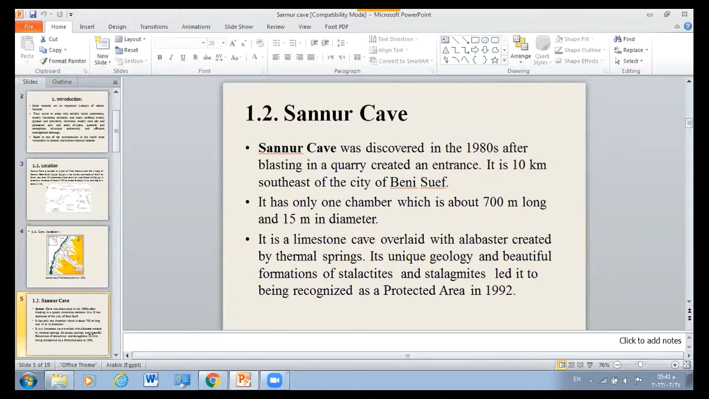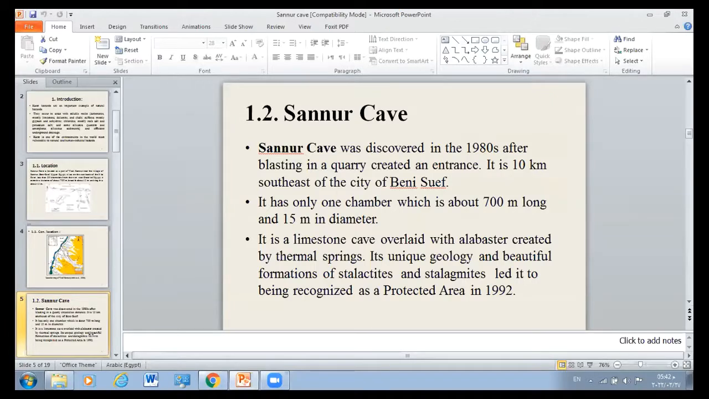Sannur Cave was discovered in the 1980s after blasting in the quarry created an entrance. Some research says that Sannur Cave was discovered in the 1990s. Sannur Cave is the third cave in the world, so it's a great cave. It's 10 kilometers southeast of the city of Bani Suif, and maybe 200 kilometers from Cairo.